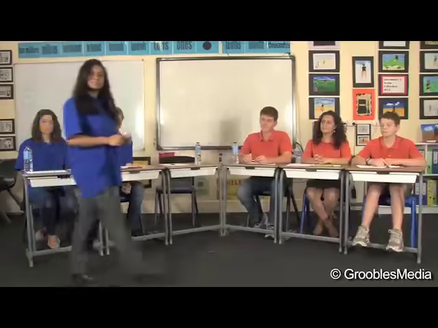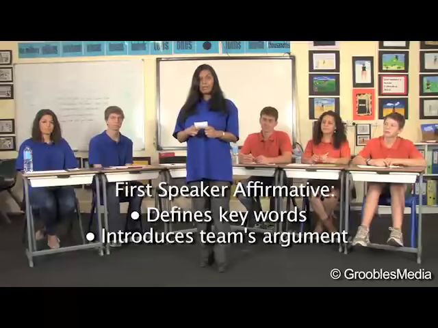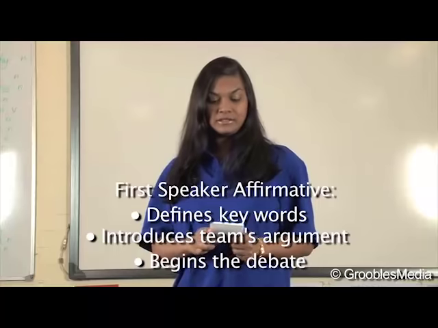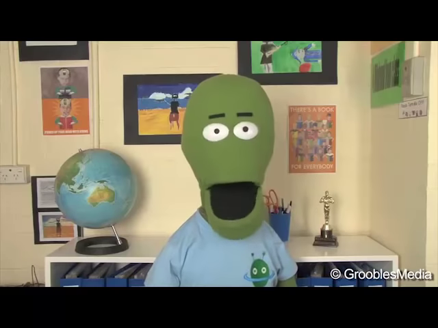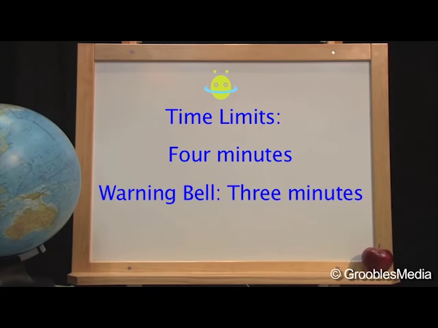The timekeeper starts the stopwatch when the speaker begins. The first speaker defines the keywords of the topic, introduces the team's argument, and begins the debate. Different debates have different time limits. For example, if each speaker has to speak for 4 minutes, the timekeeper will ring the bell once at 3 minutes as a warning and twice at 4 minutes to indicate to the speaker their time is up.